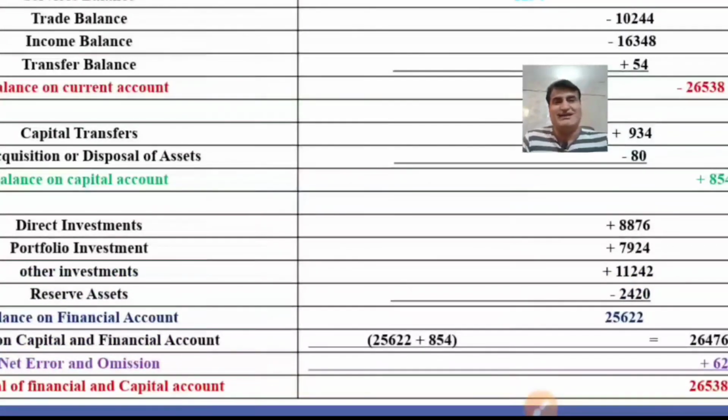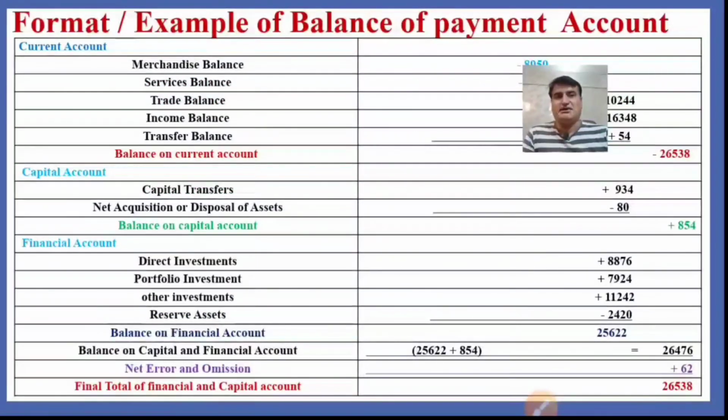The balance on current account and the balance on capital and financial account are in balance. It is all about the balance of payment and their accounts.